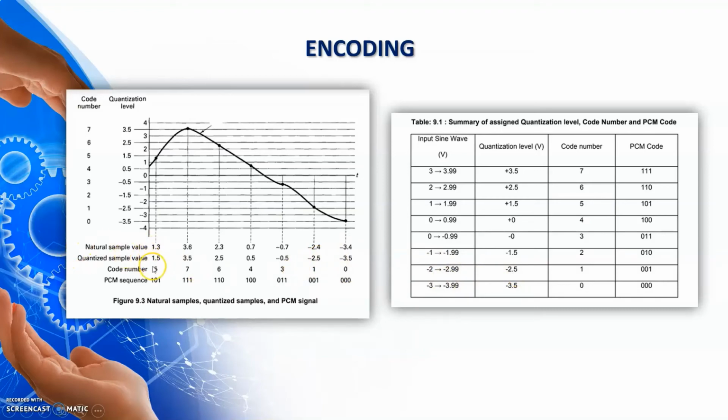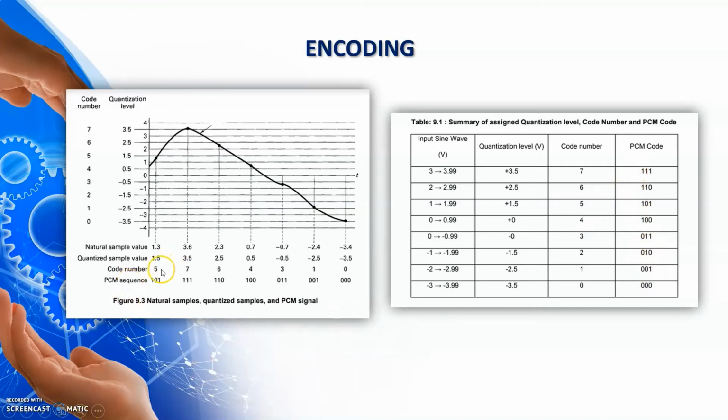After the quantization process, the value of the quantization level will be converted to the code number. Each level here has its own code, 0 to 7, using 3 bits of the signal. For 0, it is 000. Then 1 is equal to 001, 2 is 010, 3 is 011, and so on.